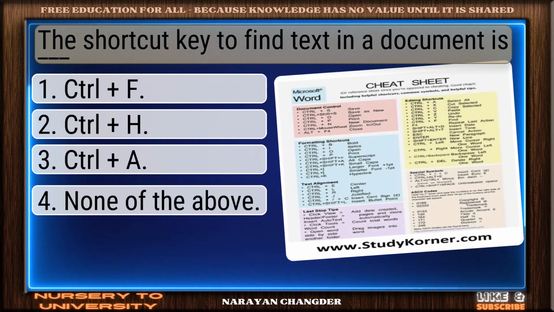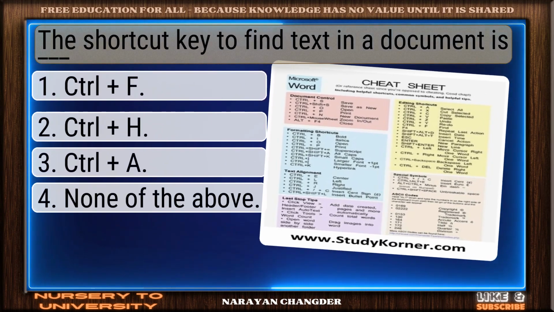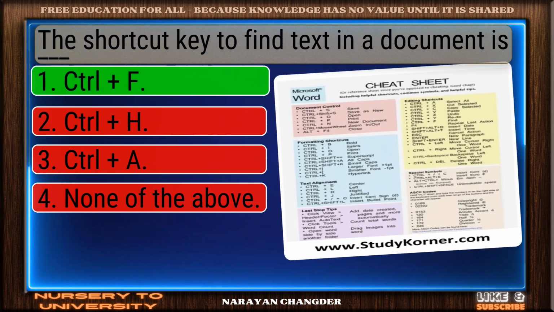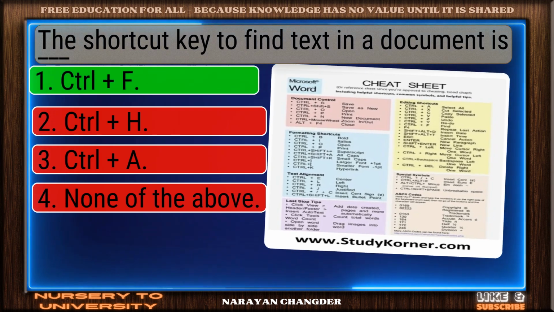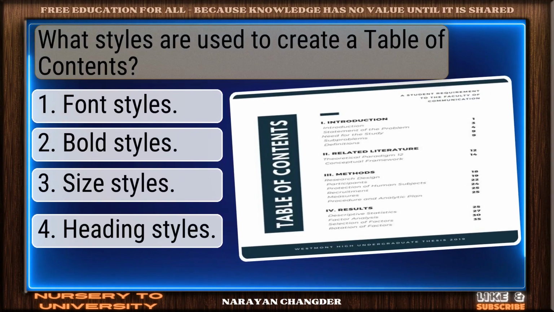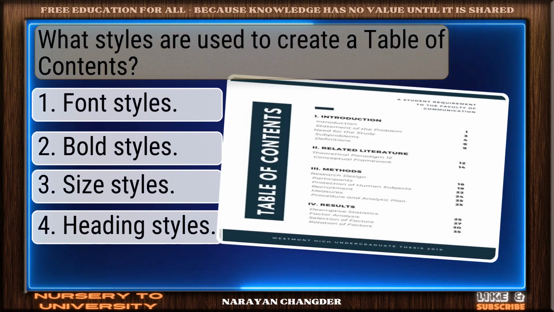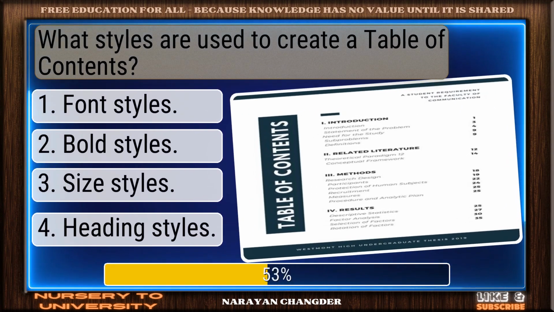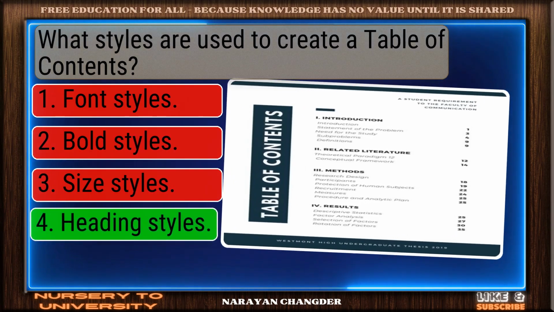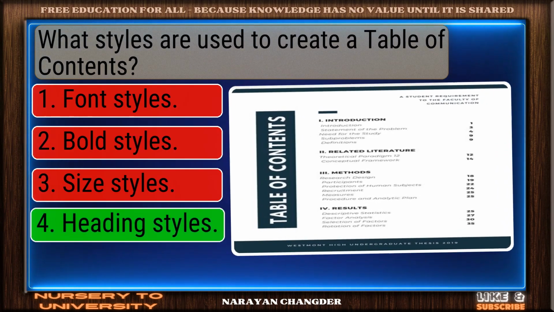The shortcut key to find text in a document is Dash. Well picked. Ctrl plus F is the correct answer. What styles are used to create a table of contents? Good thinking. Heading styles is the right answer.